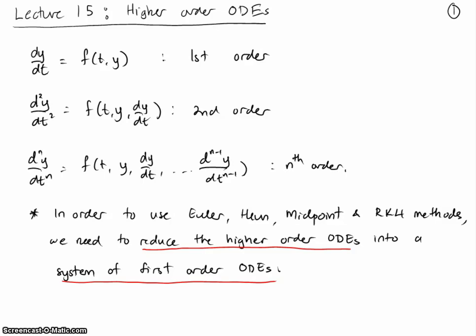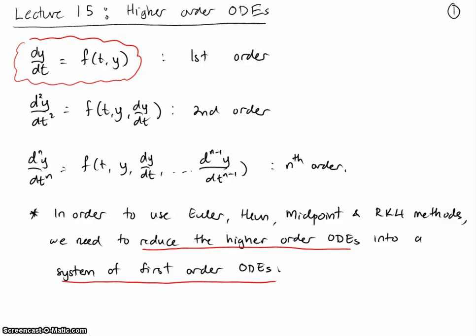This is lecture 15, where we will be looking at how we can actually solve higher order ODEs. If you look at the previous lectures that we have covered on the solutions of ordinary differential equations, all the ODEs that we have covered so far are what we call first order ODEs. A first order ODE, in essence, is an ODE where the highest order of derivative is 1. In this case, you have dy/dt equals a right hand side function.